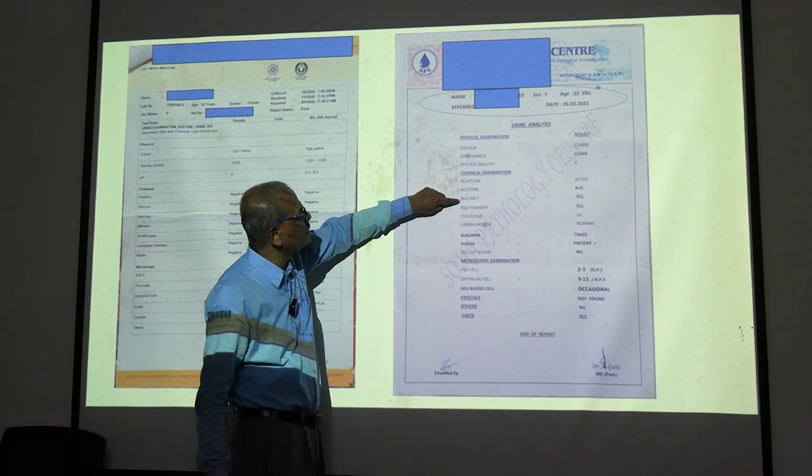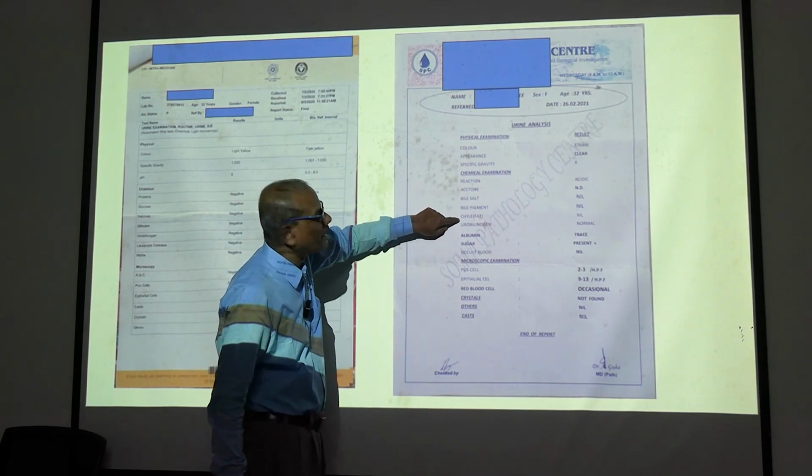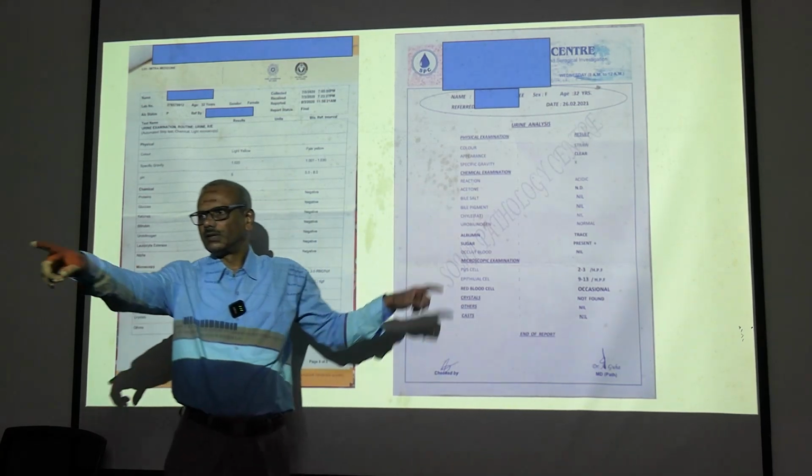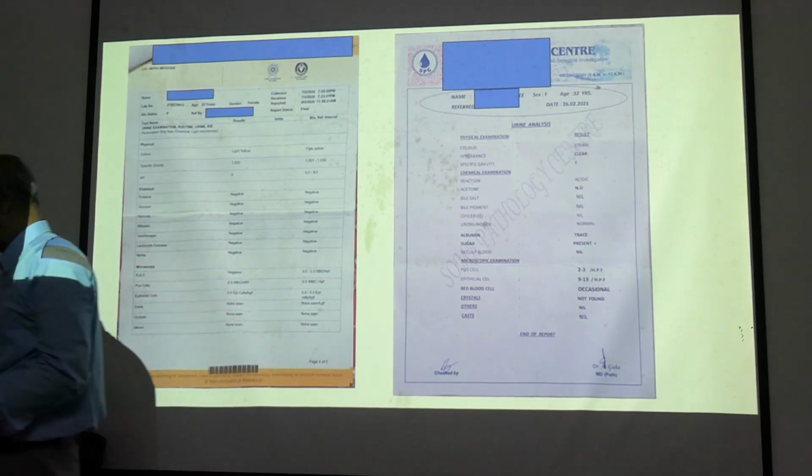Reaction, acetone, bile salt, bile pigment, fat. Yes, fat, another issue, note down. Presence of fat in urine is called chyluria, CHYLURIA. Presence of fat in the urine is called chyluria. Presence of blood in urine is called hematuria.